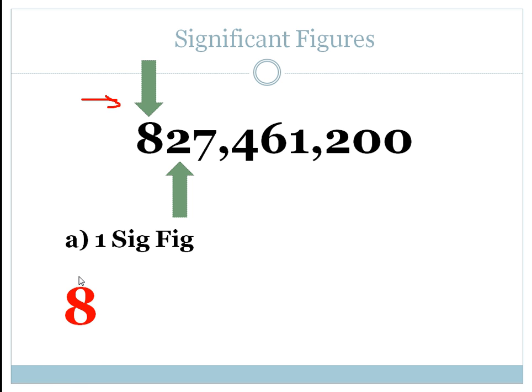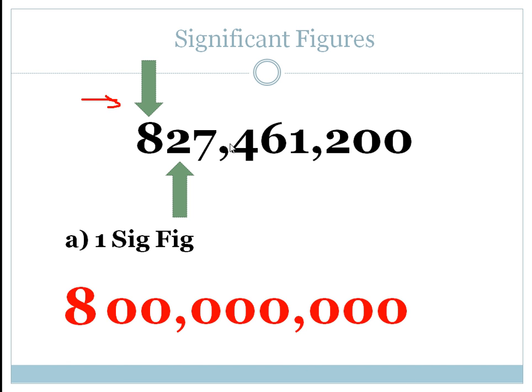So there's my one significant figure. But this is not my answer. I have to use these other digits as placeholders, so I have to change all these to zeros. 8 and 800 million are not close to being the same. So I have to turn the rest of these to zeros. Why? They're placeholders, but if you notice, none of these zeros are significant.